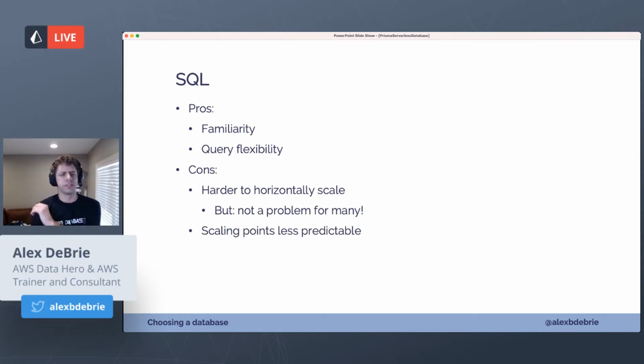I think something more subtle about this is the scaling points are less predictable in a relational database. There are so many different parameters you can tune with a SQL database, or maybe different query optimizations you can make, or you don't know which sort of queries won't perform well. If you're doing big aggregations, they might work well at the beginning and not work well later on, where NoSQL is going to be a little bit more explicit in how that scales. So I think that's one of the cons of SQL there.